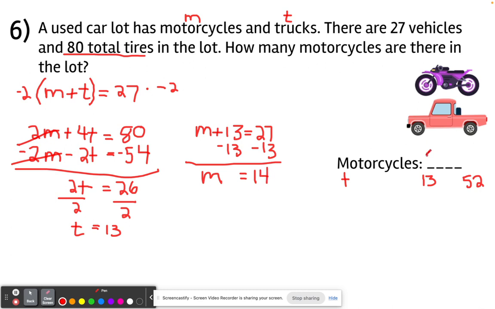Well, my 14 motorcycles, having 2 wheels on each one, will give me 28 tires on my motorcycles. So this leaves me with 27 total vehicles, 13 plus 14, with 80 tires. That's it.